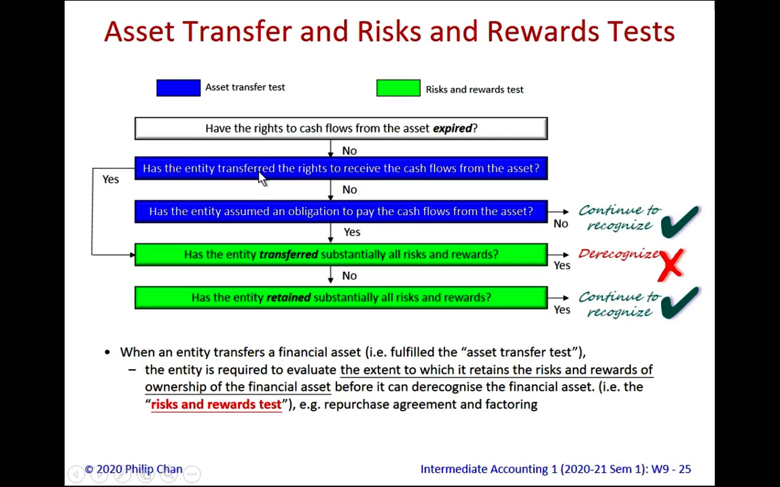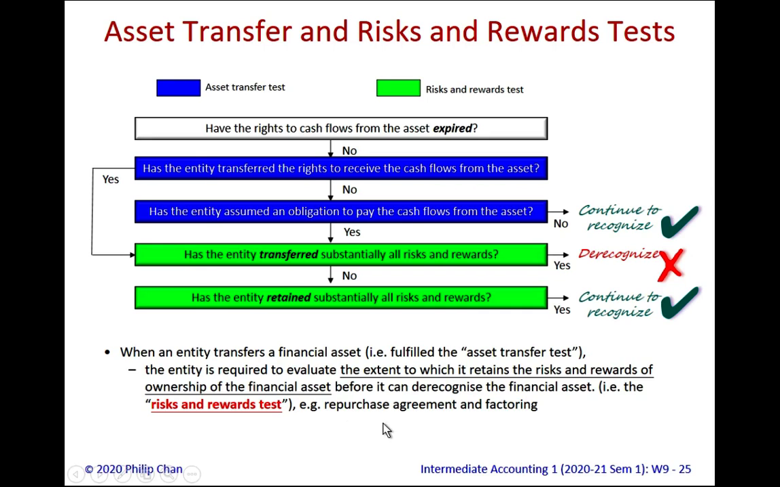So if you did transfer the assets, but not really at the expiry date of these items, which means yes here, then the next question is, you have to consider whether you have transferred or retained the risks and the rewards of the ownership of the assets. Okay, so what would be the example that we would consider here, or we will talk about that here?